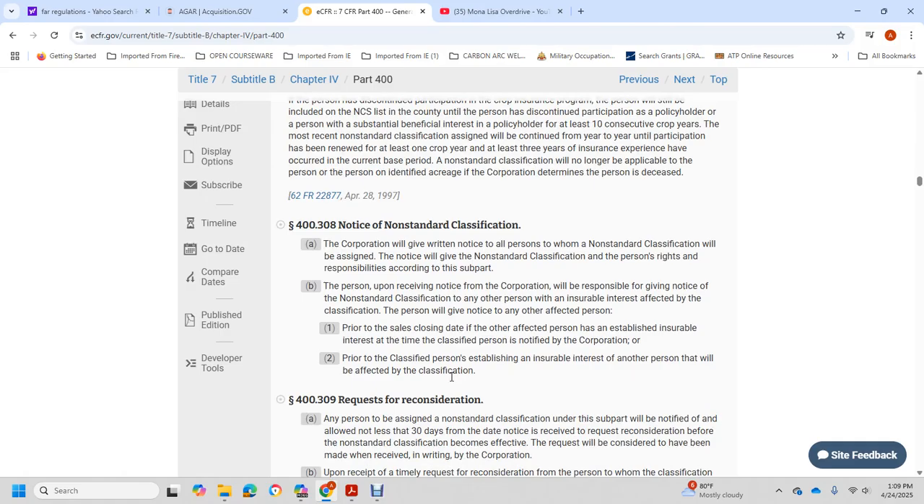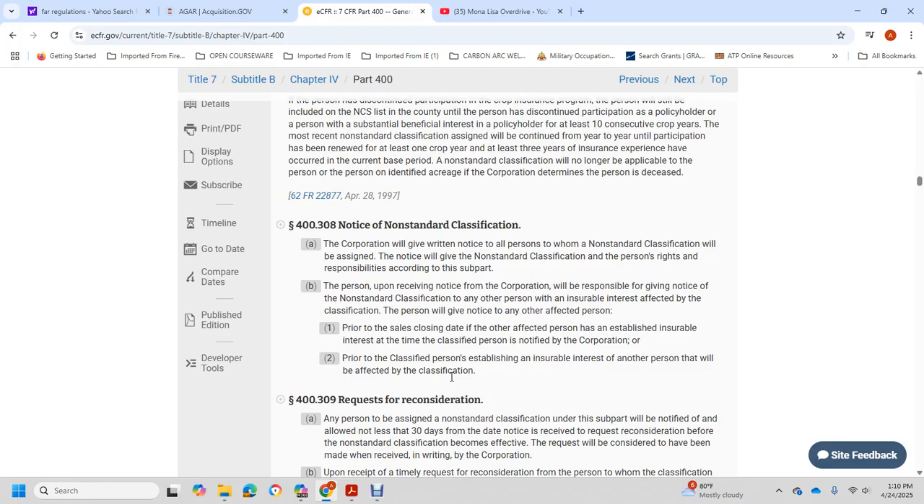40308: notice of the non-standard classification. The corporation will give written notice to all of the parents with the non-standard classification. The person responsible for the notice for the non-standard classification is responsible under this subpart. Upon receipt of the notice, the corporation will be responsible to give notice of the non-standard classification to any insurable person entering into the policy, and the classified person will give notice to the other affected person.